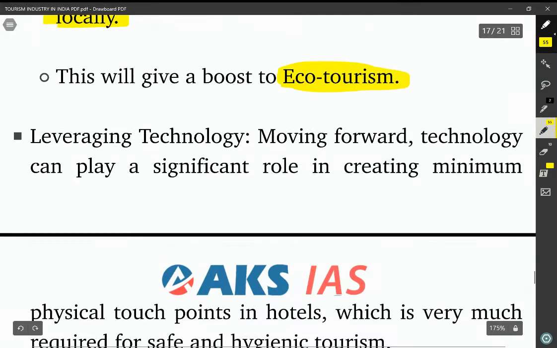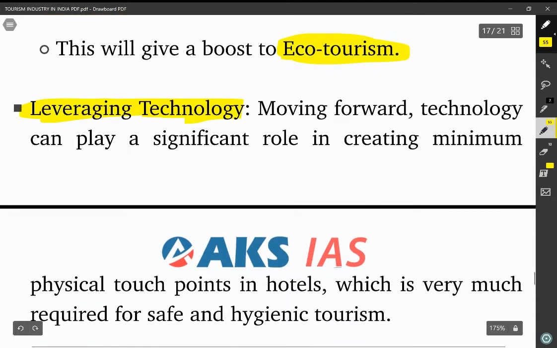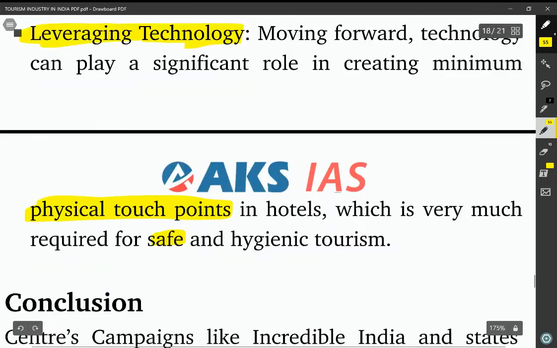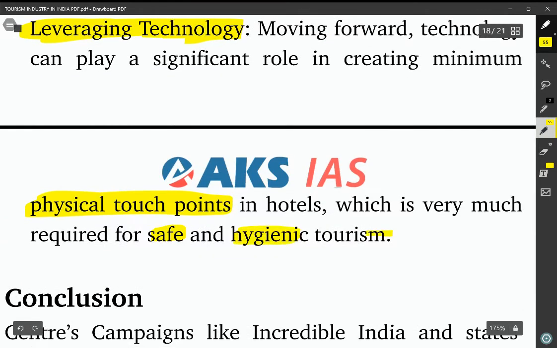Okay. Next important focus area should be on leveraging technology. Moving forward, technology can play a significant role in creating minimum physical touch points in the hotels, which is very much required for safe and hygienic tourism.